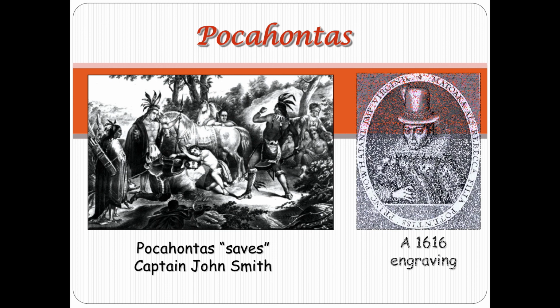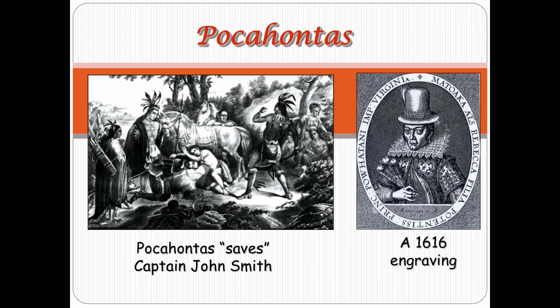By the way, this is an engraving that was done in 1616 of Pocahontas. We'll talk about her quite a bit. Actually, a very, very important person in the early history of America. And I'm going to talk about her in another lecture later on. She eventually will marry an Englishman, but she does not marry John Smith. She was 11 years old when this took place.